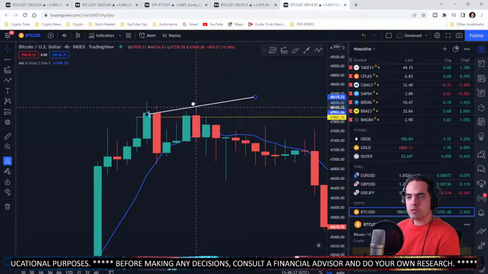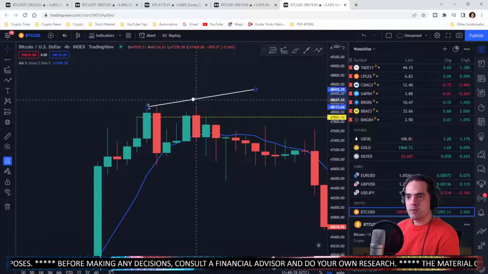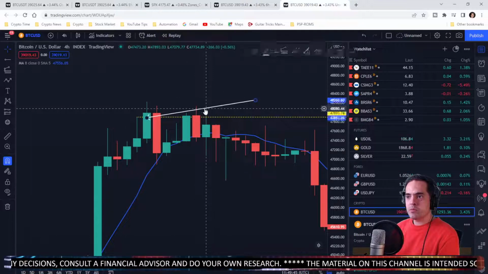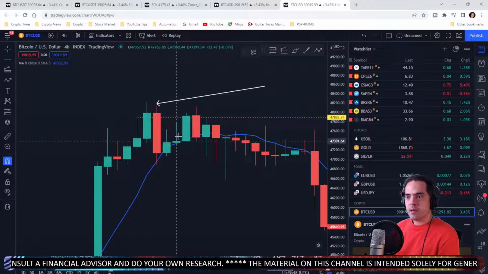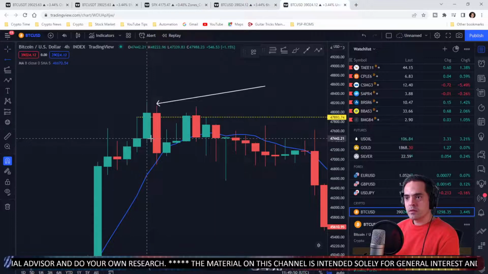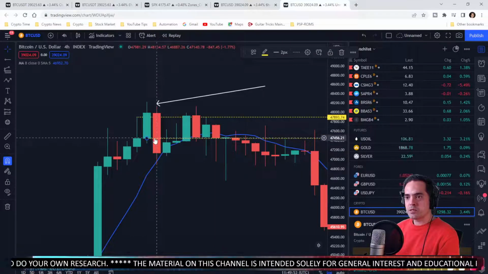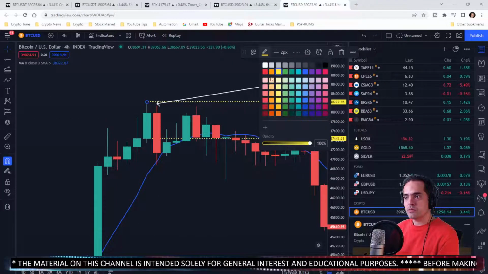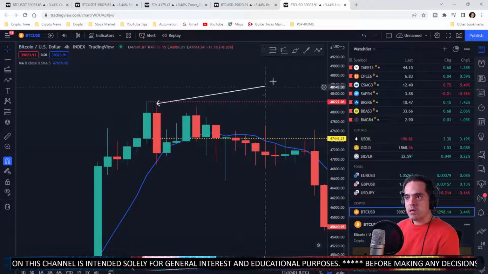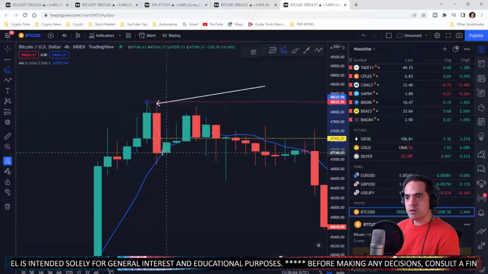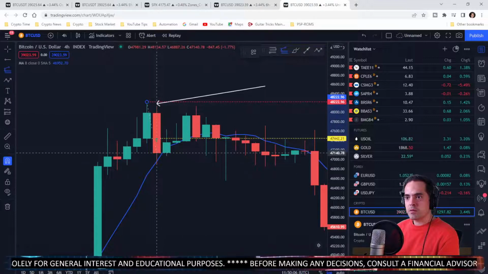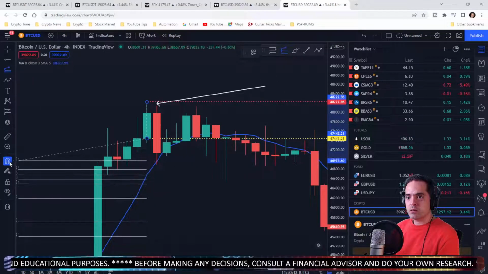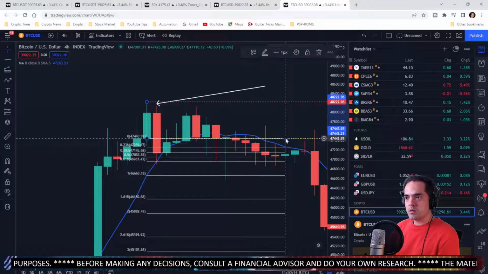So this was a false breakthrough. Okay, so we would enter right here at this spot, and our stop loss would be right here. Let's change to red, and then let's mark the extension and see what happens.